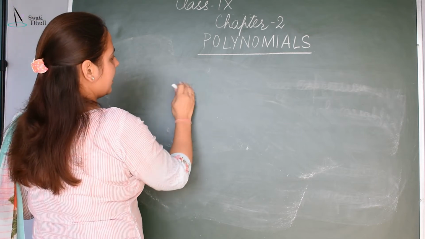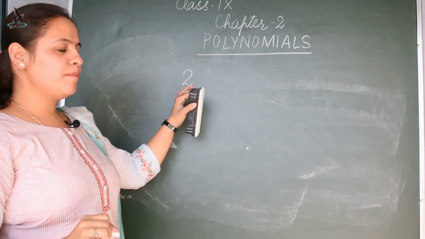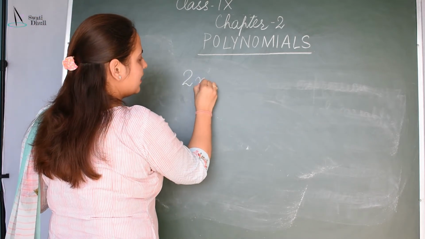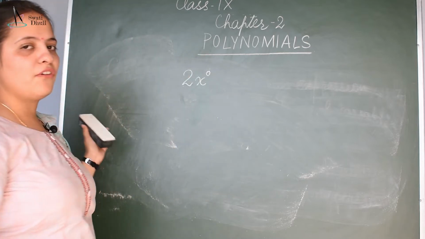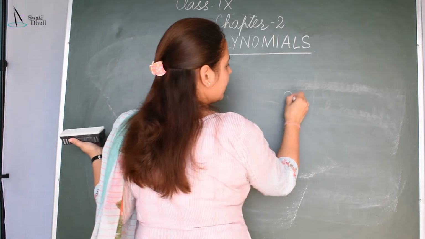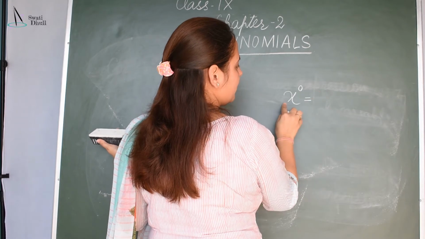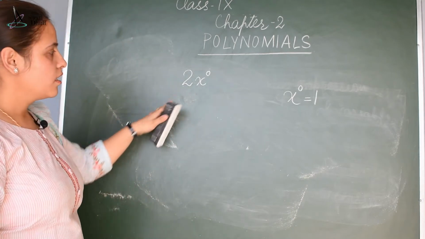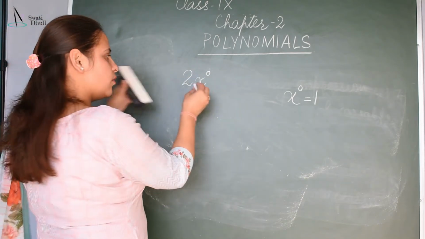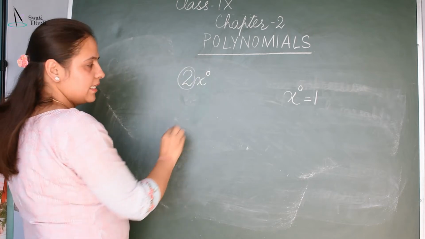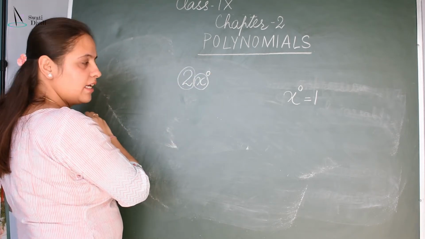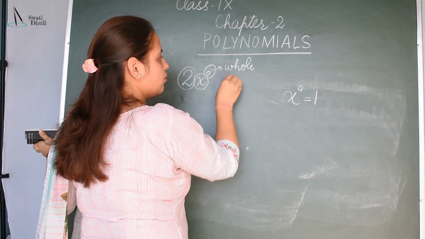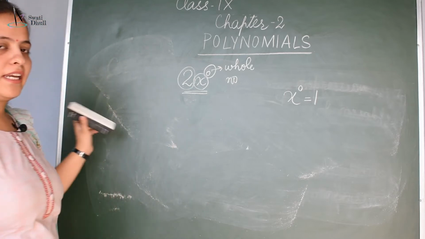Now, if I say 2, is it a polynomial? Yes, it is a polynomial because if I multiply x to the power 0 with it, we know from the laws of exponents we have studied that any base with the power 0 is always equal to 1. So if I say 2 into x to the power 0, it has a constant, it has a variable, it has an exponent as a whole number because 0 is also a whole number. So it is a polynomial.